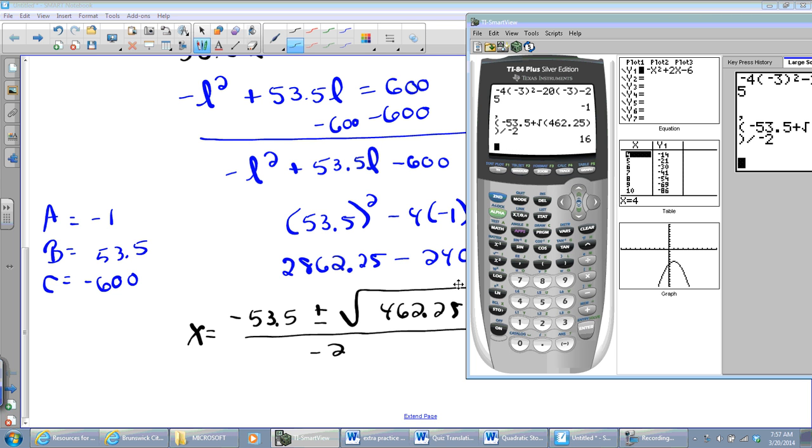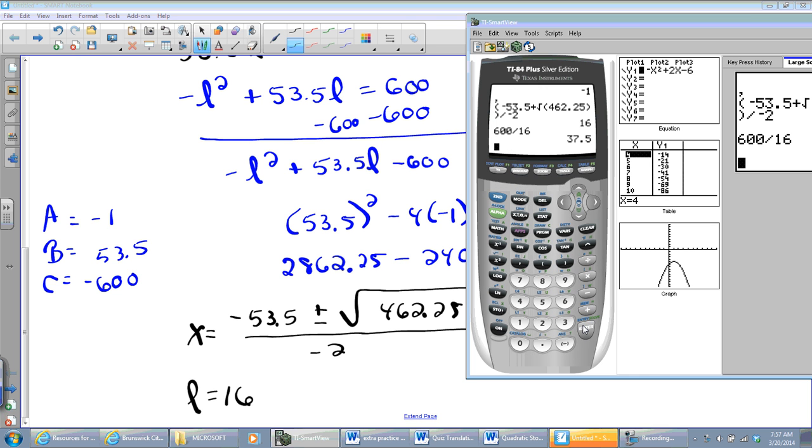Okay, so the first answer is 16. So L could equal 16. Now to figure out W, we plug it in one of the equations, and we can do that really quick. What was it? L times W equals 600, so I can do 600 divided by 16, and I'll get 37.5. So then the width could be 37.5 feet, right?